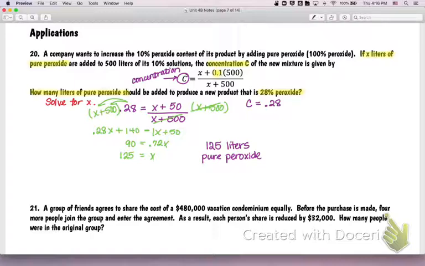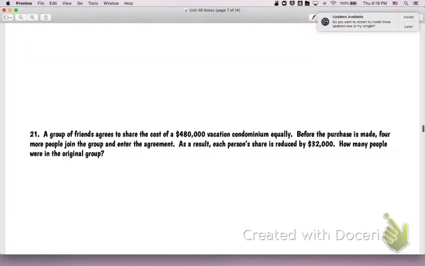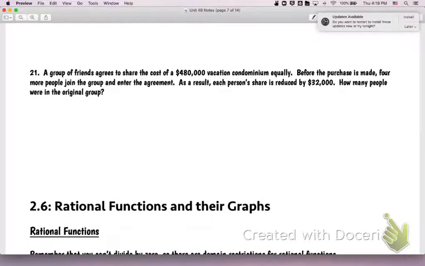Okay? This last one is a little bit trickier, but once you see the pattern, it's much easier to do these types of problems. So it says, a group of friends agrees to share the cost of a $480,000 vacation condominium equally. I want to be friends with these friends. Before the purchase is made, 4 more people decide to join the group and enter this agreement. As a result, each person's share is reduced by $32,000. So we want to know how many people were in the original group.